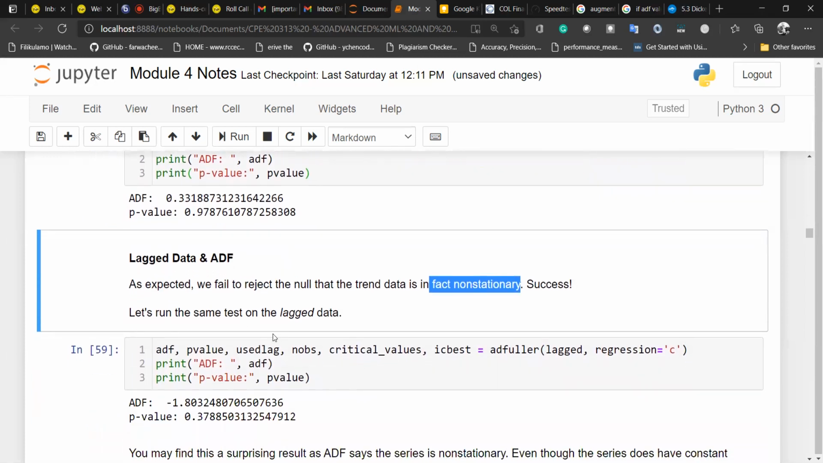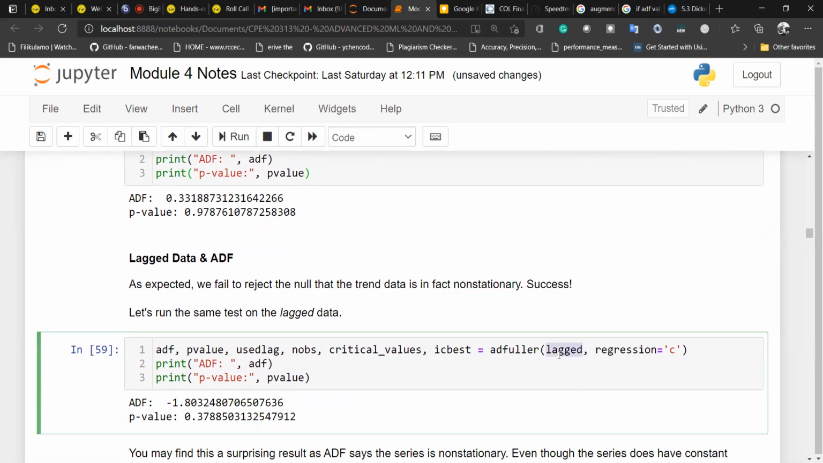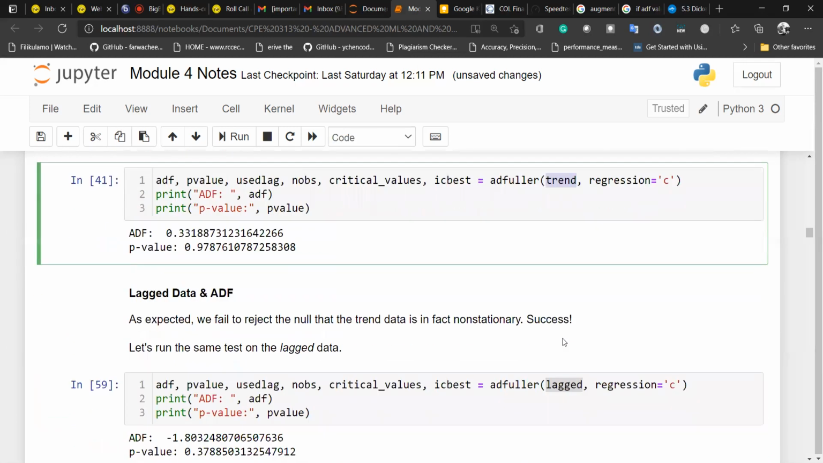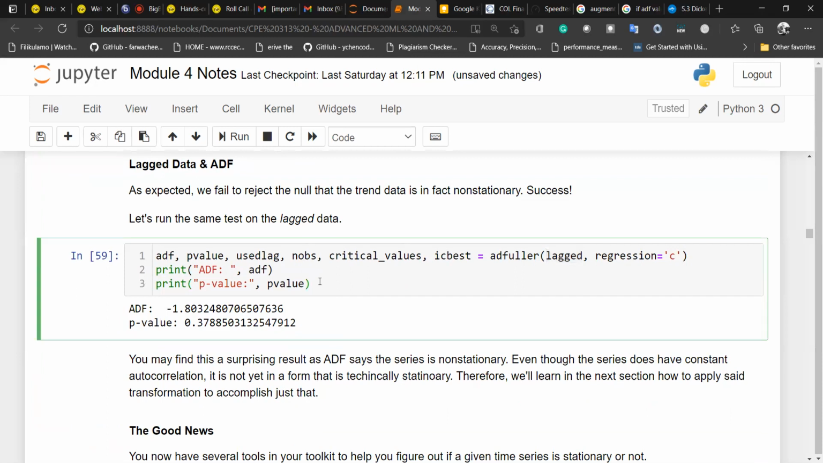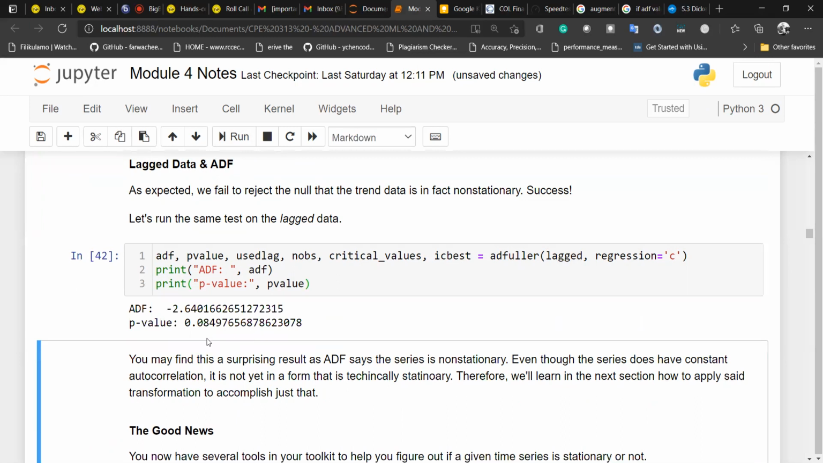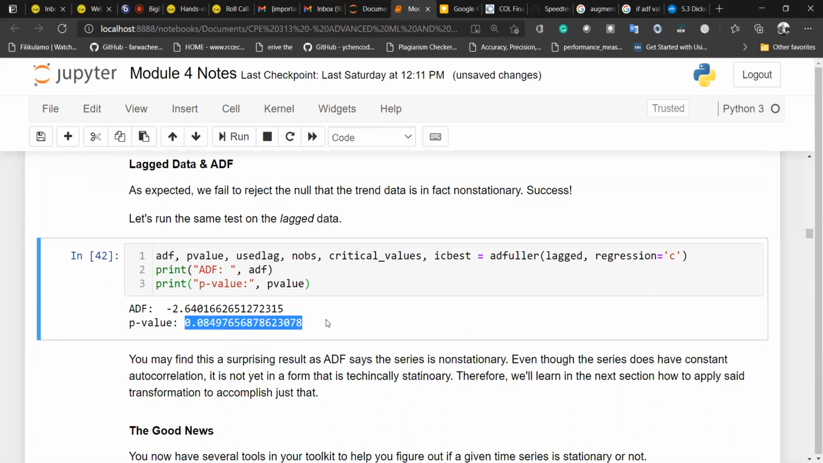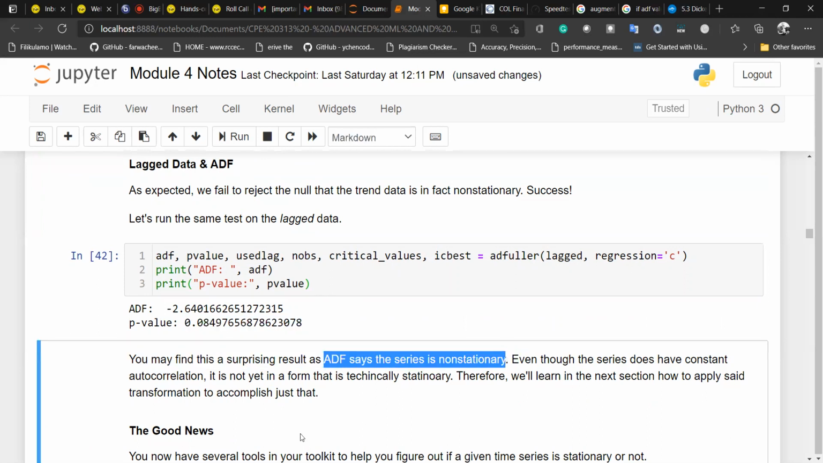So we'll try to test on the log data. We used the trend data earlier, now the log data. What values do we get for the ADF and the p-value? So we ran that. You can see the ADF is negative 2.64 and the p-value is 0.08. You may find this surprising, as ADF says the series is non-stationary even though the series does have a constant autocorrelation. It's not yet in a form that is technically stationary.